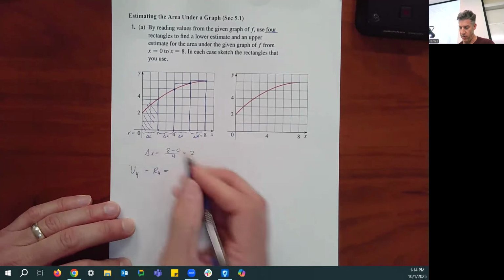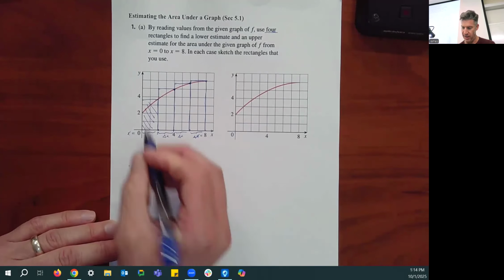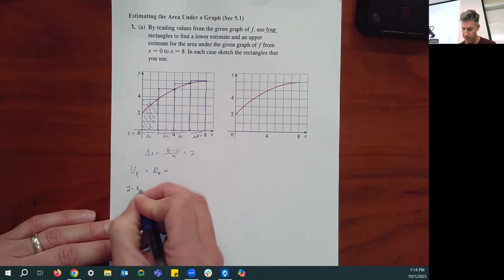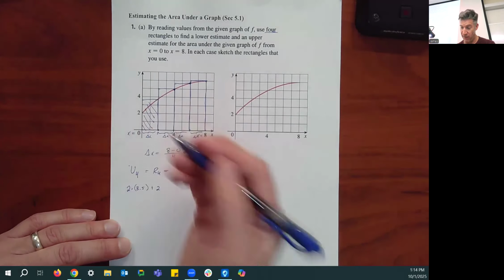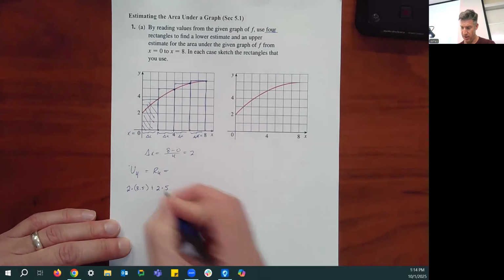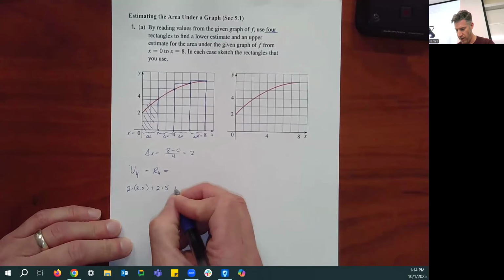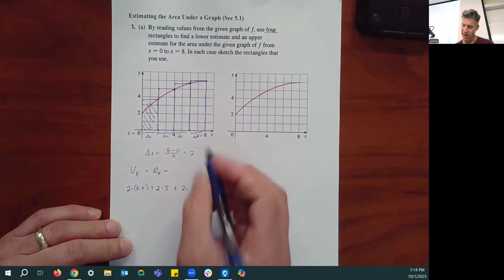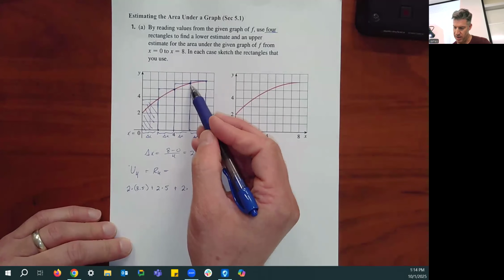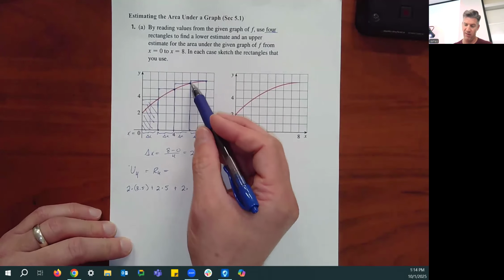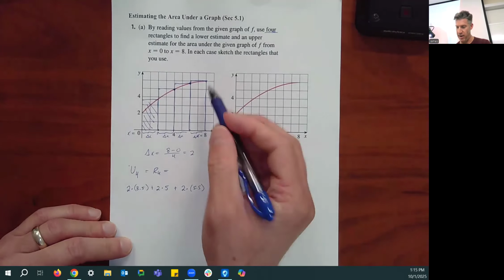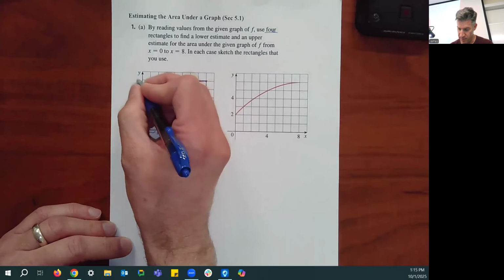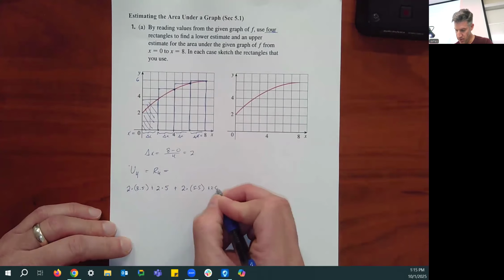So for my first rectangle, my base is 2, my height is about 3.5. For my second rectangle, my base is 2, my height is exactly 5, or close enough to exactly 5, I'm going to say 5. For my third rectangle, my height, I would feel maybe slightly guilty about saying that's 5.5, but not that guilty. And my last rectangle, my height appears to be 6. So that's not too bad.